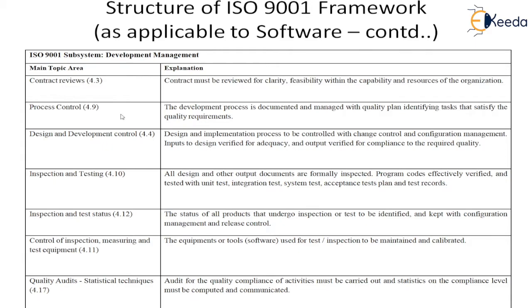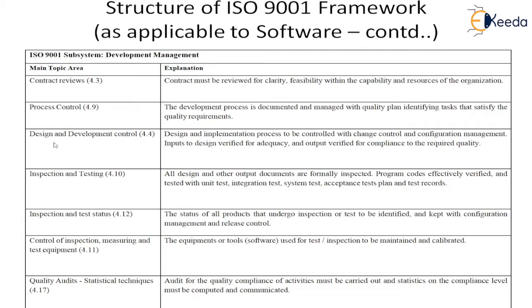Then we come to the process control. The development process should be documented and managed with a quality plan, identifying tasks that satisfy the quality requirements. So not only should the development process be there, it should be documented, it should be managed, and it should have the quality plans. The quality plans will identify which tasks will have to be under quality assurance and what kind of quality requirements they have to satisfy, so that the quality assurance can be done on those criteria.